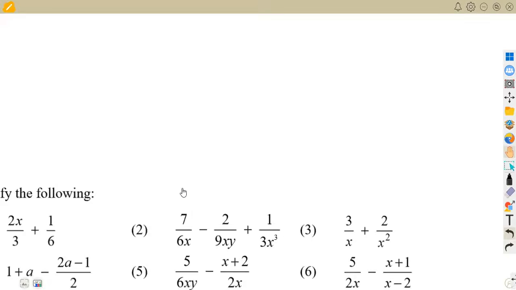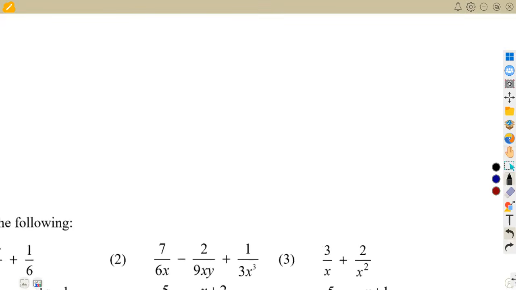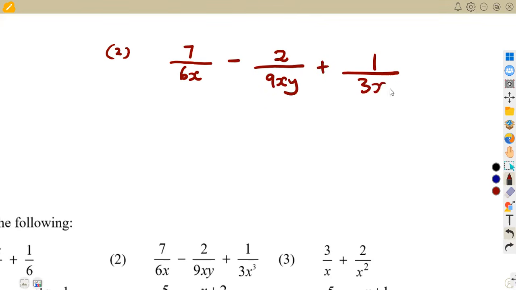All right, so on this part, we are given number 2. Again, it is to simplify. So I just want to show this method that I just talked about here, so that you can see how we can make this to have the same denominators throughout. Let us see this one. So this is what you're given, plus 1 over 3x cubed.